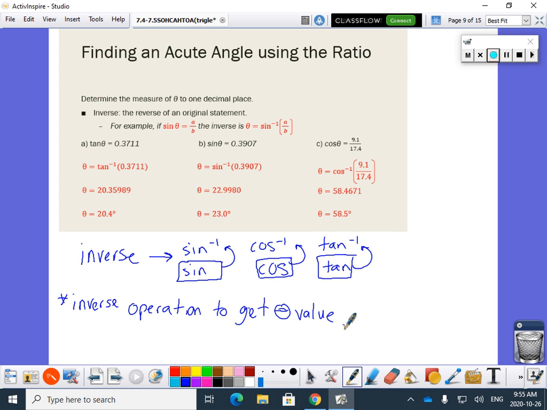Okay, so for this one, you would have typed in shift or second tan. That would have given you the inverse of tan. Then in this case, they gave the question of 0.3711. You'd type that in, and that's going to change it into the angle measure. Okay, now everyone try the next one, B. We want to get the theta value. So if we're getting theta, we have to take the inverse. So we're going to do the inverse of sine, and then we're going to type in our 0.3907. And you guys should be getting 22.998 and rounding it to 1 decimal place, which is 23.0. Right, 22.9 rounds to 23.